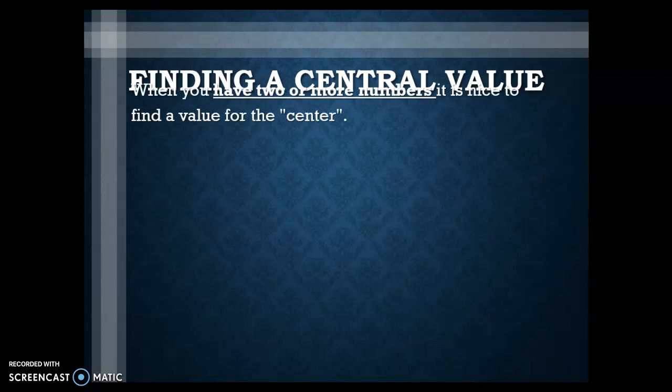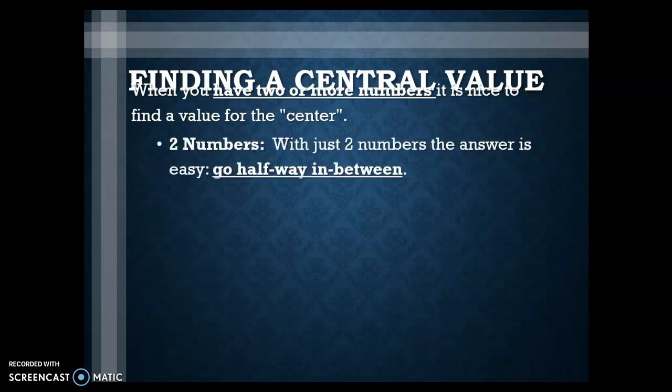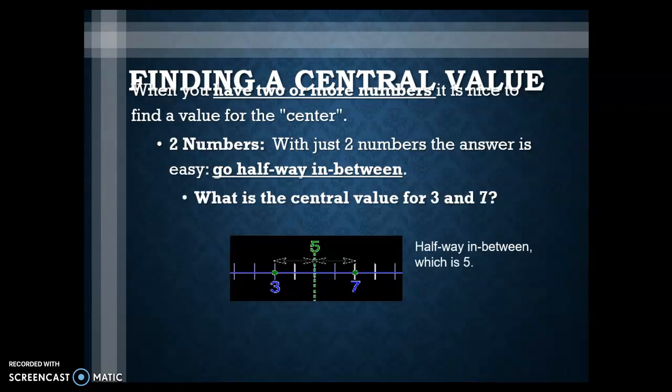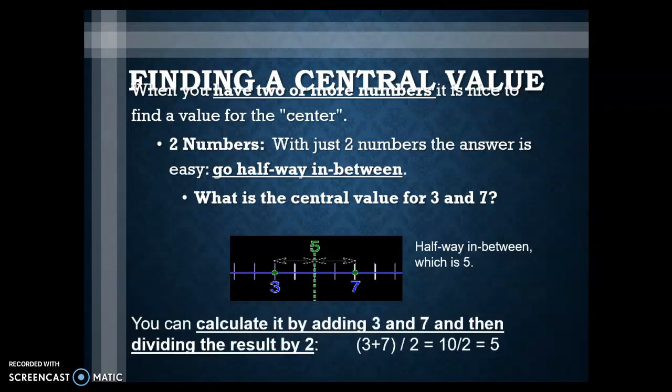It's a little bit difficult to see here, but it says this: to find a central value, when you have two or more numbers, it's nice to find a value for the center to summarize the middle of those values. With two numbers, the answer is easy. We just go halfway between the numbers. So if we wanted to know what's the central value for 3 and 7, halfway between 3 and 7 is 5. We tend to call this the average, that halfway in between number. We can calculate it by adding 3 and 7 and dividing the result by 2. So 3 plus 7 divided by 2 is 5.